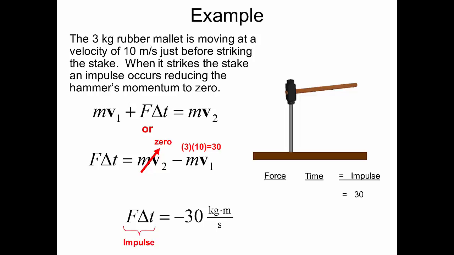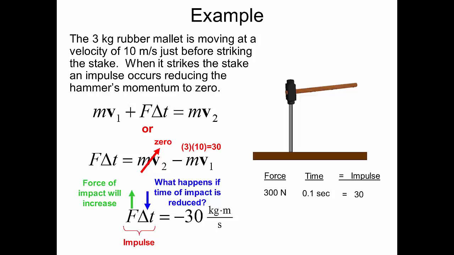This is our impulse. If we keep the impulse the same at 30, and we know that the time that the rubber mallet strikes the stake is equal to 0.1 seconds, then we can calculate the force in this example. In this case, it would be 300 newtons. What happens if the time of impact is reduced? If the time of impact goes down, then the force of the impact has to increase in order to keep the same impulse.